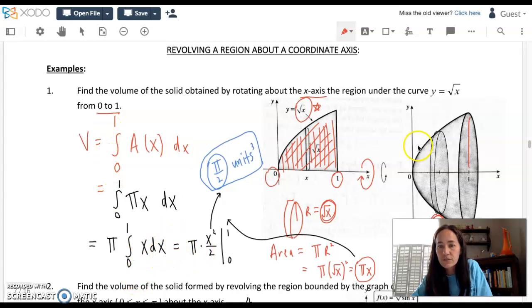And what we learned is when you split this huge shape up into a bunch of disks all stacked up, you can integrate from one x value to another, and that will sum. If you integrate area, it'll get you to a total volume of that solid.